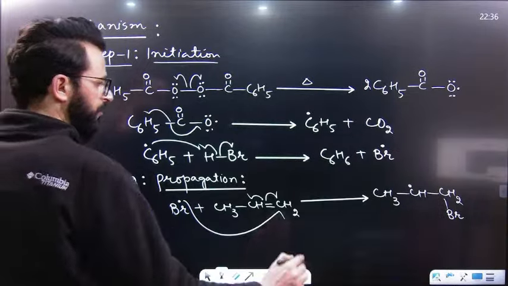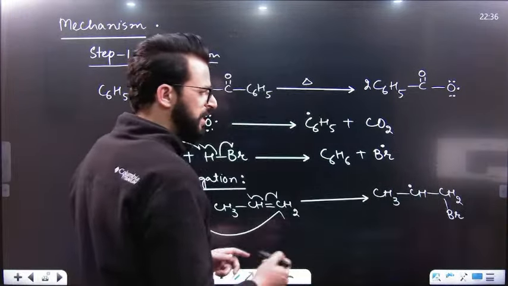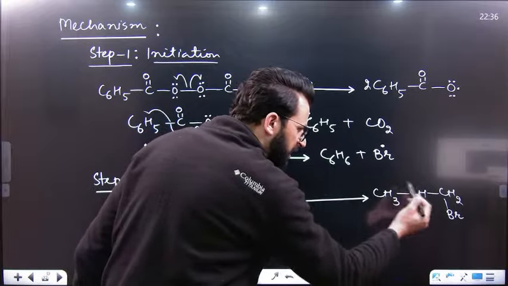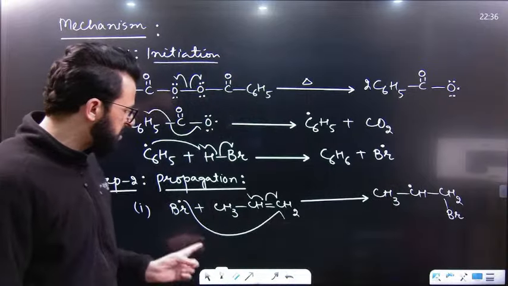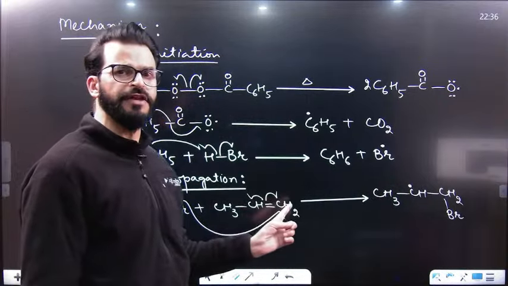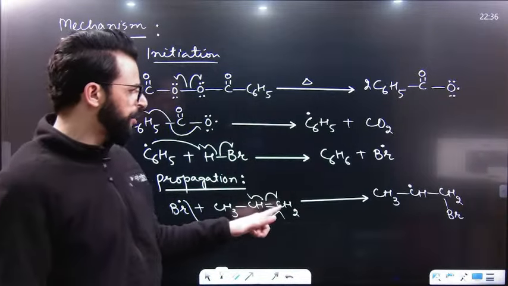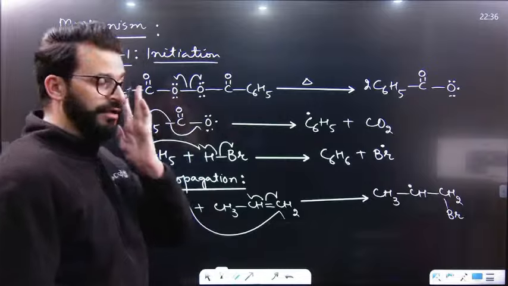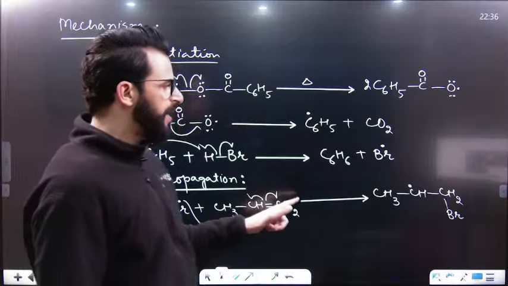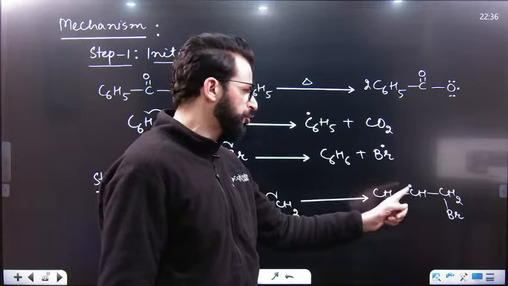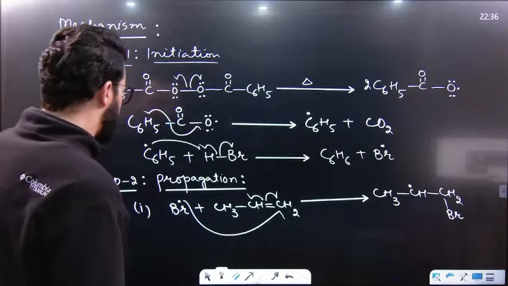The reason for anti-Markovnikov's addition is the stability of the carbon free radical. If Br is attached to this carbon, a primary, less stable carbon free radical will be formed. So Br will go to this carbon so that a more stable carbon free radical is formed. That means anti-addition is basically due to the more stable carbon free radical.